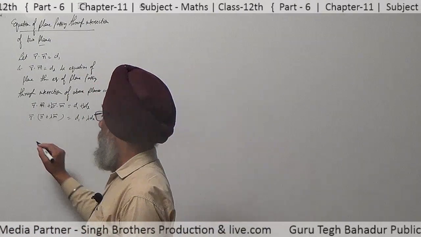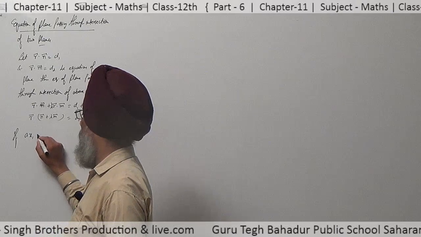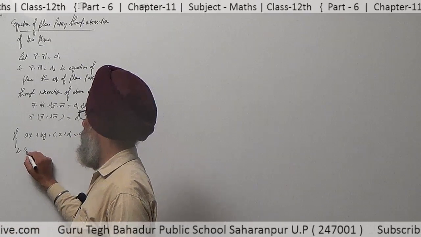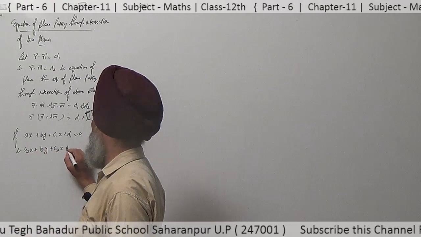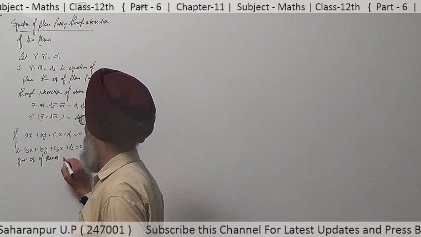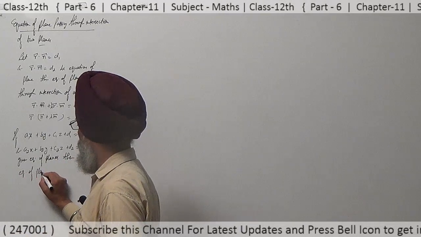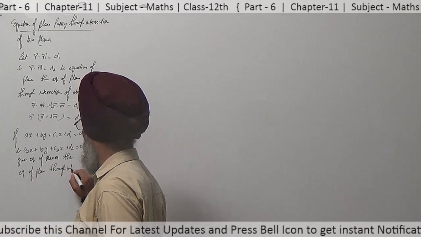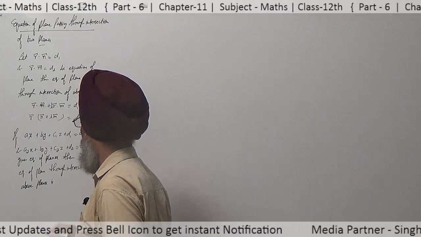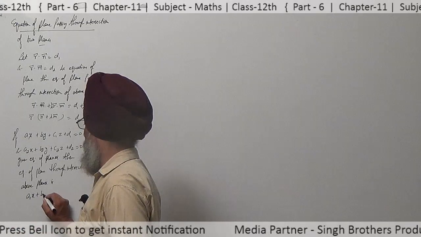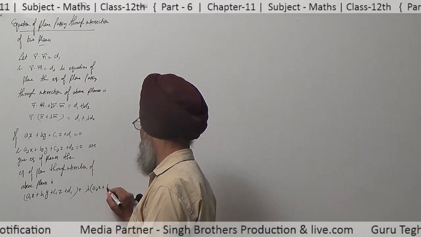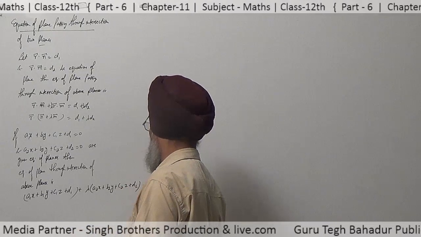in the vector form. In Cartesian form, if a1x plus b1y plus c1z plus d1 is equal to 0 and a2x plus b2y plus c2z plus d2 are the given equations of planes, then the equation of plane through the intersection of the above planes is a1x plus b1y plus c1z plus d1 plus lambda times of a2x plus b2y plus c2z plus d2 is equal to 0.